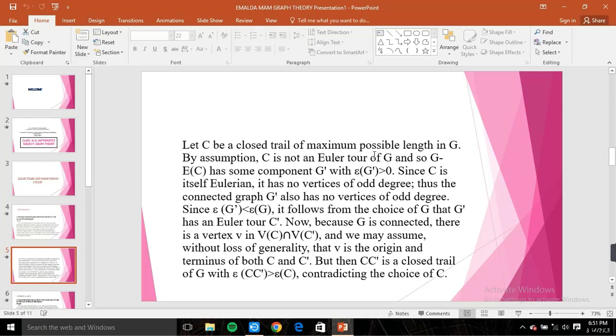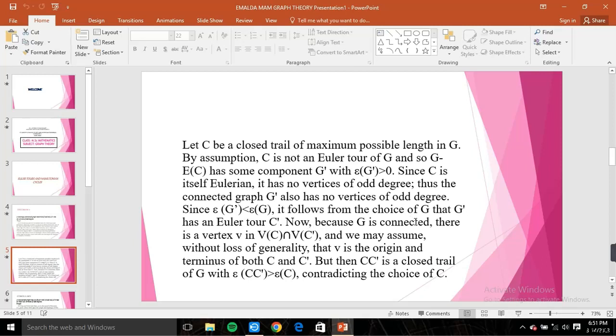Therefore C cannot be an Euler tour of G, and so G minus E of C, that is, the edges in C, has some component G dash with the number of edges in G dash greater than 0. Since C itself is Eulerian, it has no vertices of odd degree. Thus the connected graph G dash also has no vertices of odd degree, and the number of edges in G dash is less than the number of edges in G. It follows from the choice of G that G dash has an Euler tour C dash.